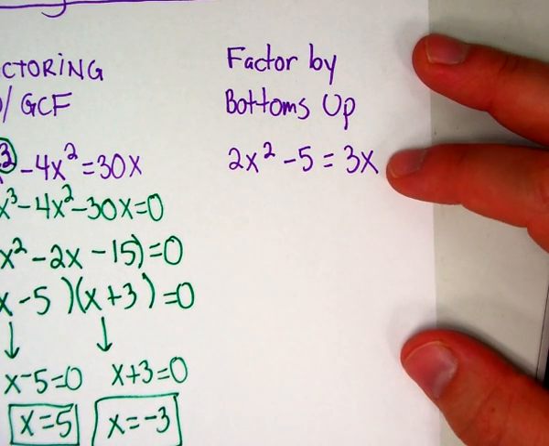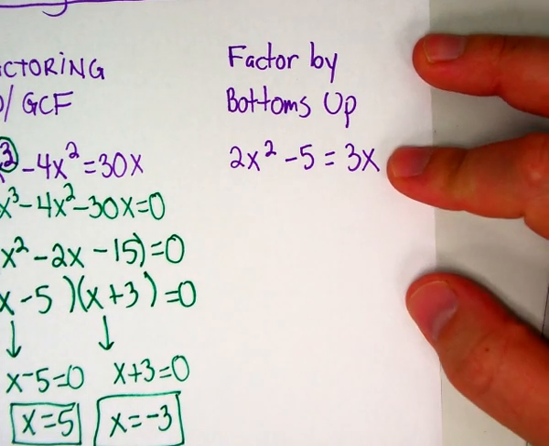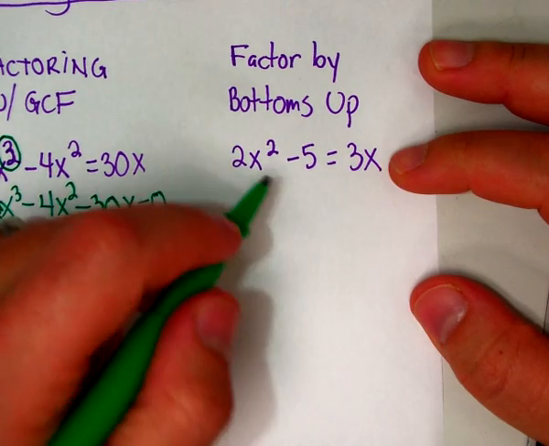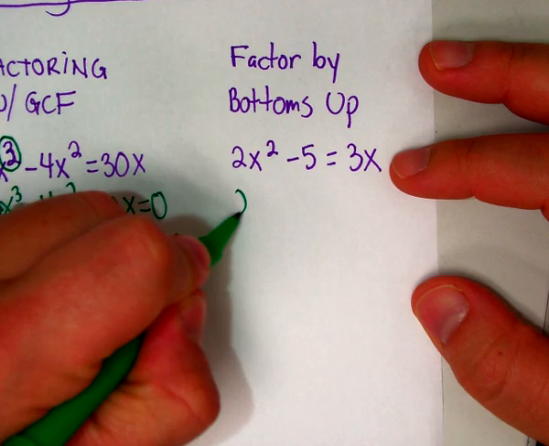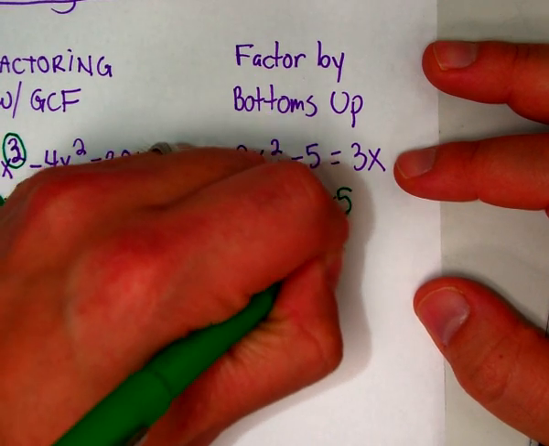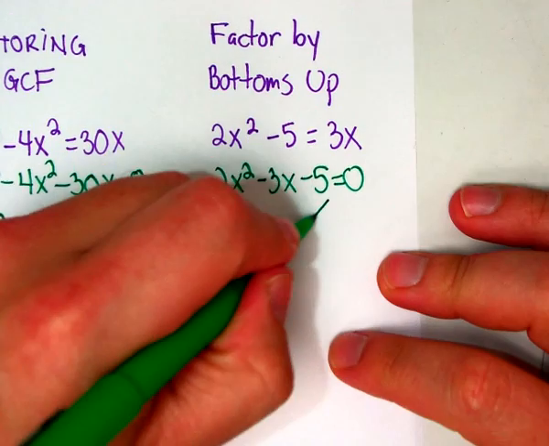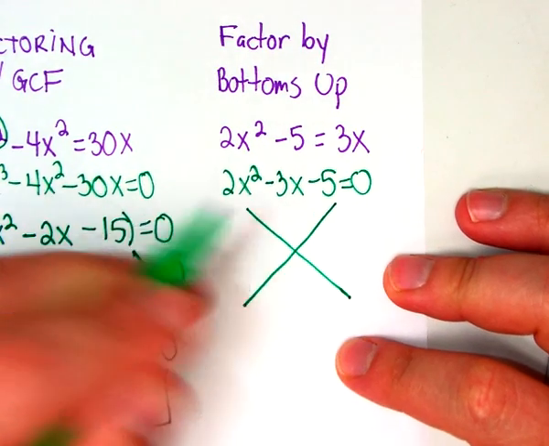And remember, we do this when the leading coefficient is not equal to 1 and there's no more GCFs to take out. Let's start by setting everything equal to 0. So let's move the 3x over, and we end up with 2x squared minus 3x minus 5 is equal to 0.